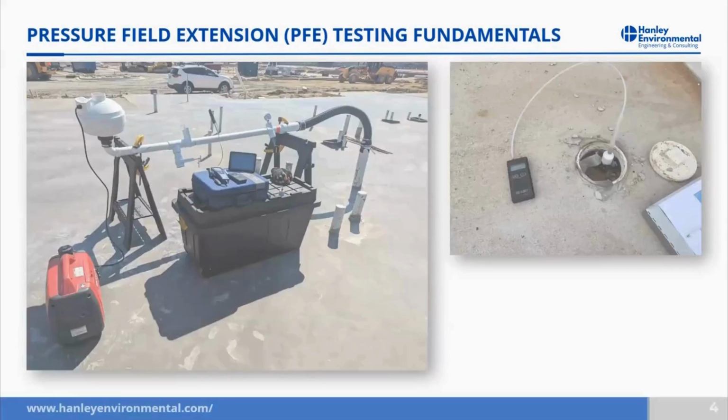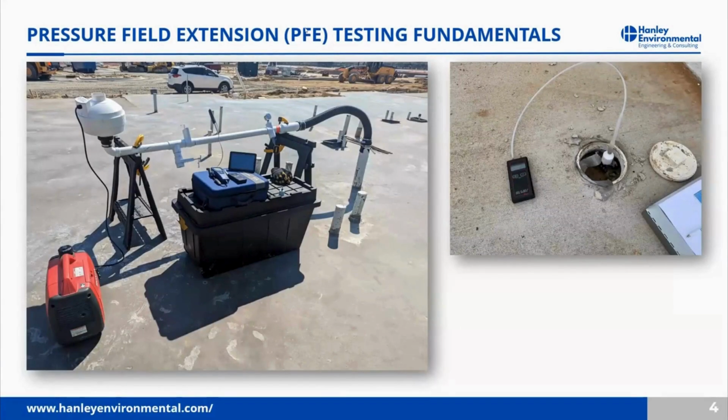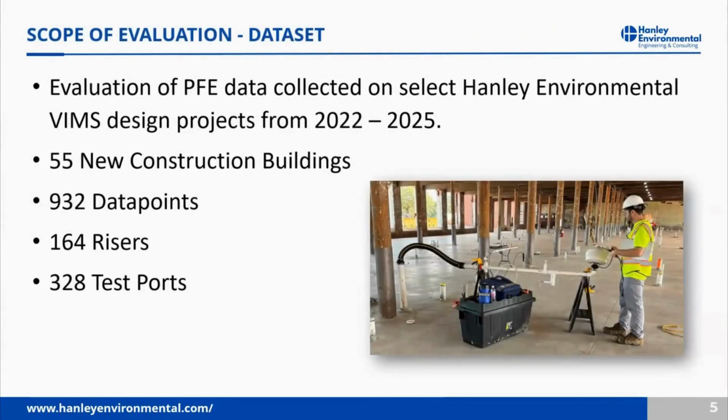Just a couple photos next showing the typical setup for pressure field extension testing. We've got a riser coming out of the slab, and then that's connected to a manifold where we've got a vacuum gauge to be able to measure the applied vacuum, a port to measure airflow within the manifold, which measures air speed so we can calculate the airflow rate, a few valves to be able to control the airflow and the applied vacuum, and then our fan to be able to apply the vacuum. And then finally here, a test port on the right where we take the vacuum measurements at very low levels down to 0.001 inches of water column.